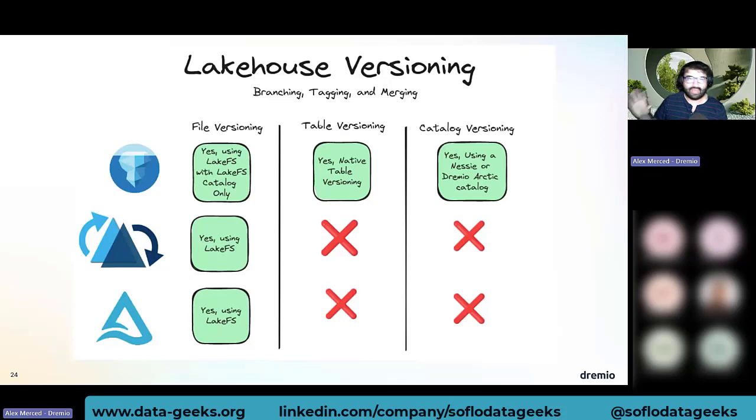Then the third category, this is where that other project I mentioned, Nessie, comes in. There's catalog level versioning, and this is done through that open source project, Nessie. What Nessie does is that it's an Iceberg catalog that captures the references to all your Iceberg tables, but does it at the catalog level, and also allows for branching.